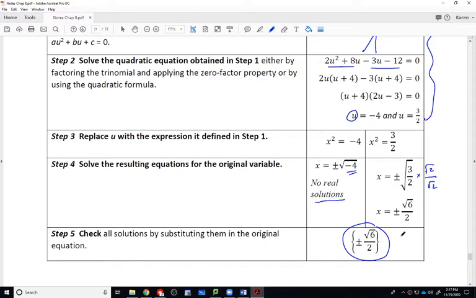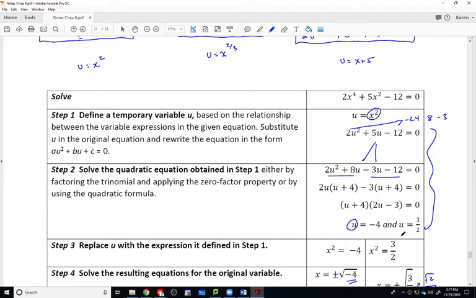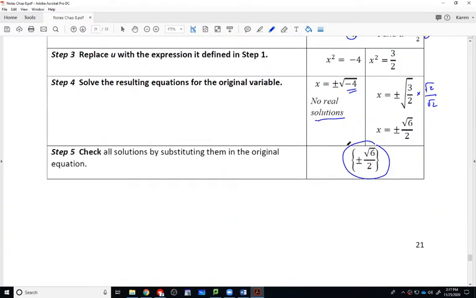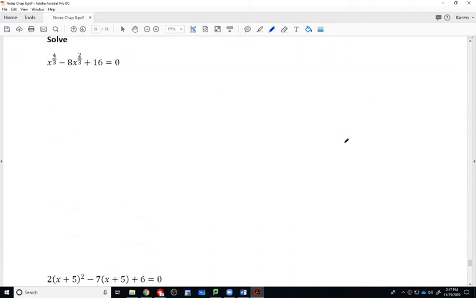And I can double check to make sure that these work by plugging them into the original equation. So this is it. So it's a big one. It's extending our knowledge to be able to solve equations that are what we call quadratic-y. So let's do the next two that we used as examples.